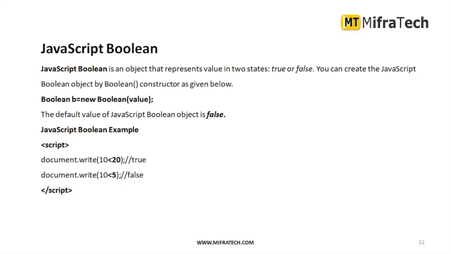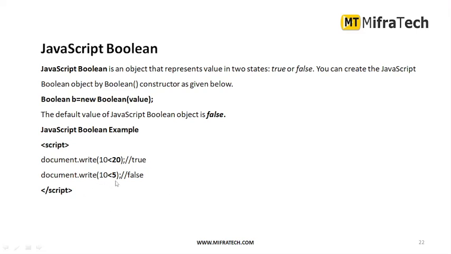Next, JavaScript Boolean. We have discussed this in the earlier session also. A JavaScript Boolean has only two values, true or false. You can create a Boolean object using the constructor as given below: Boolean b equals new Boolean value, the syntax using a constructor and the new keyword. Here the Boolean has been created. The default value of the Boolean object is false.